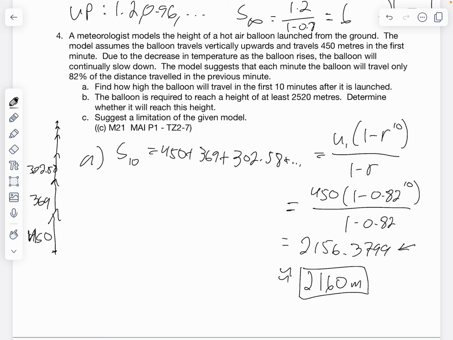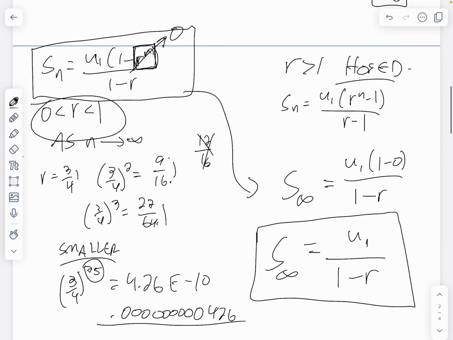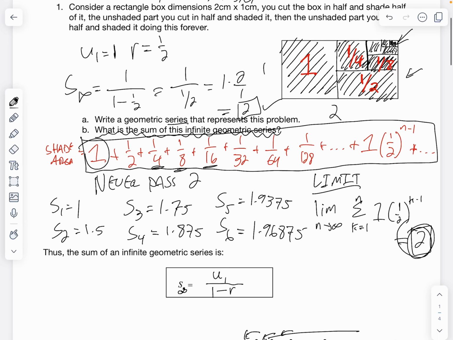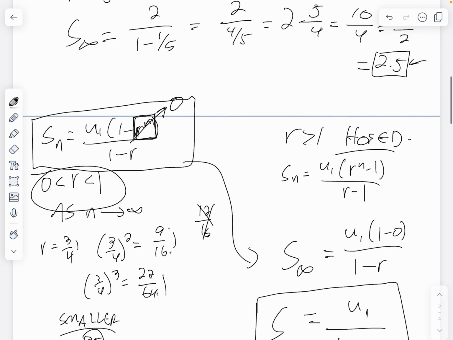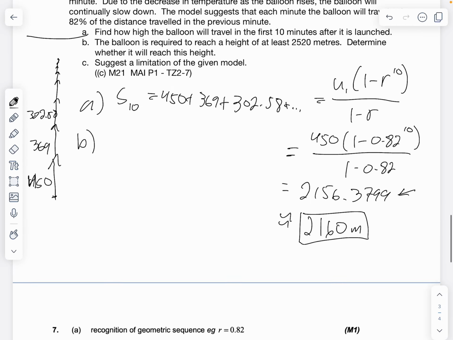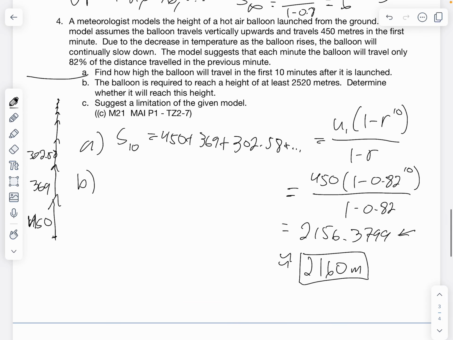All right. For B, the balloon is required to reach a height of at least 2,520 meters. Determine whether it will reach this height. Notice they don't say in a certain number of minutes. This is ever. Will it ever reach that height, right? And we just talked about this. There is some limit, right? That's the whole idea of our infinite sum. There is some limit that we will never reach, and we say that is the infinite sum. That's how we define the infinite sum. But if it's less than 2,520 meters, then it's not going to get there.